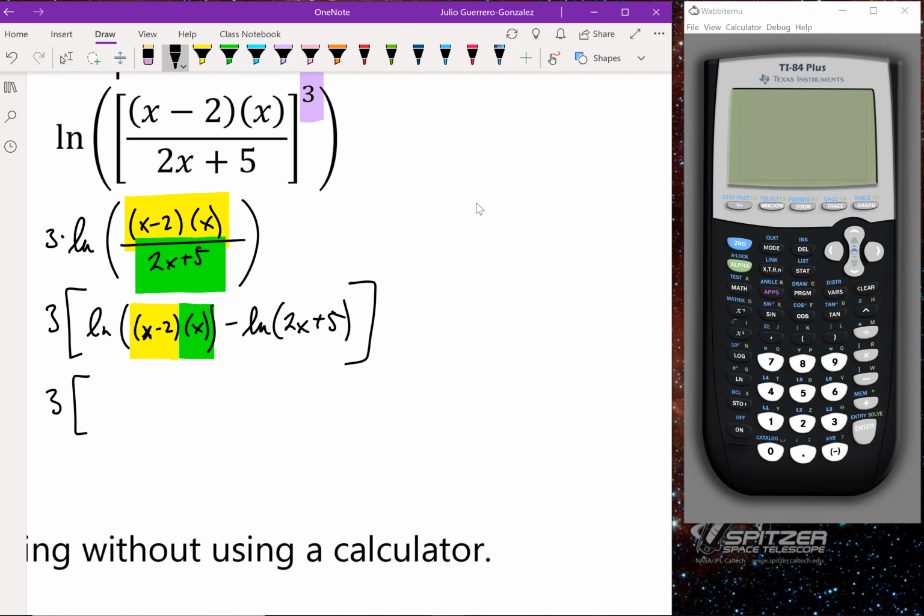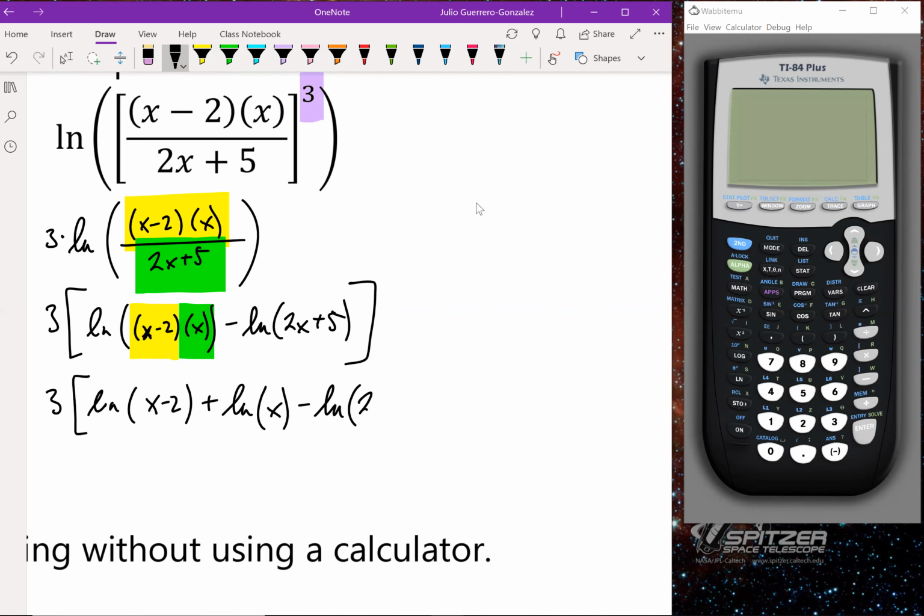What does that become? 3 ln of x minus 2, then 3 ln x, and then minus 3 ln 2, minus 3 ln x, and then minus 3 ln 5. And the tail end, can you split this up at all? Nope. You get to leave it alone.